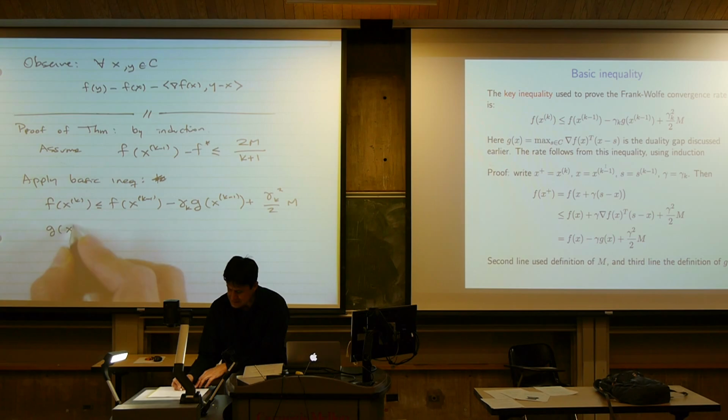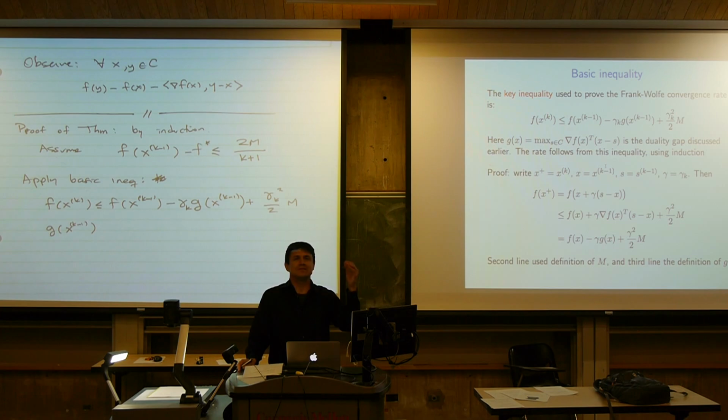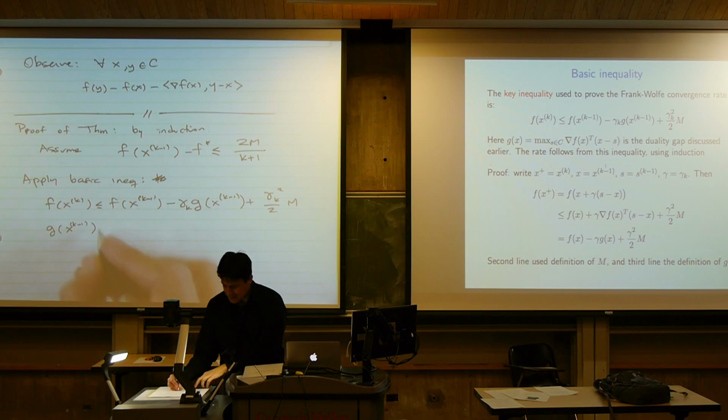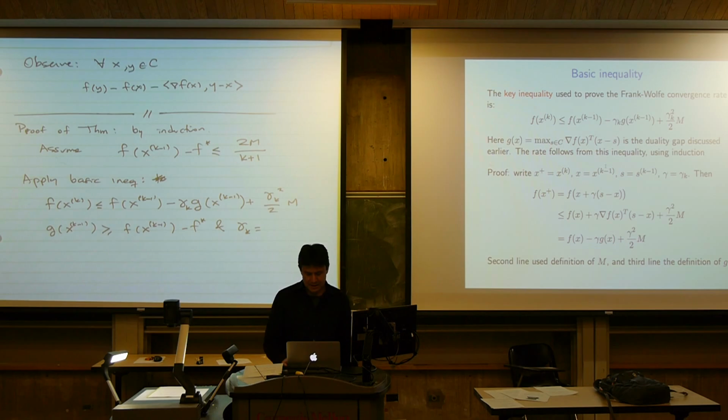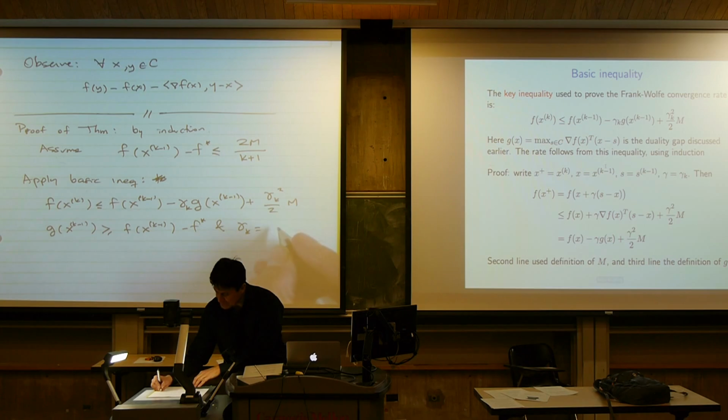What was the whole fuss about g? What does g get me? G is named a duality gap, but it's really a suboptimality gap. G is an upper bound on the suboptimality gap. So this guy is greater than or equal to f(x_{k-1}) minus f star, right? And gamma_k, by definition, is 2 over k plus 1.